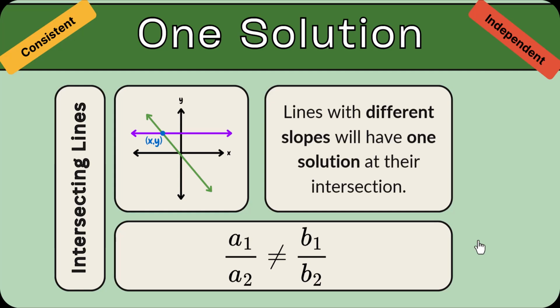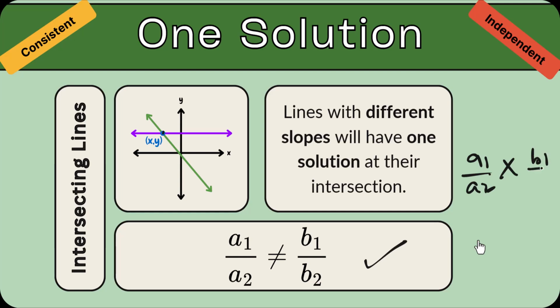So lines with different slopes will have one solution at their intersection, right? So when they intersect at a point, that means this system, the system meaning the pair of linear equations, will have one solution. So remember, this is the coefficient relation. What is the coefficient relation? That is a1 by a2 is not equal to b1 by b2, right? So when the ratio of the two coefficients is not equal, you can remember it like this: a1 by a2 is not equal to b1 by b2.